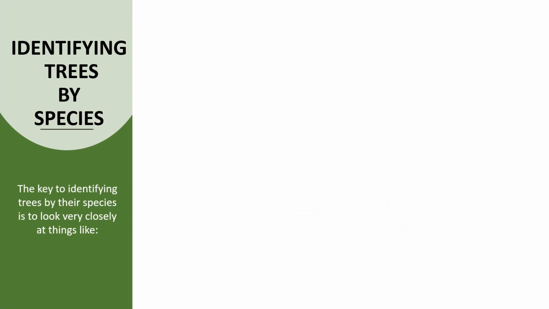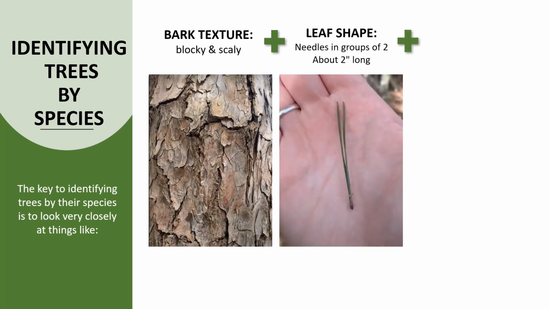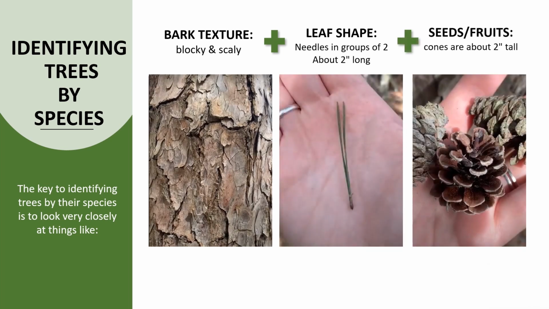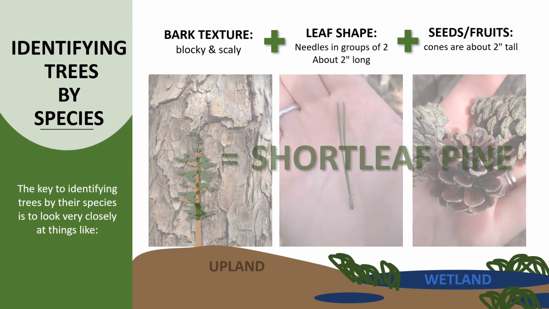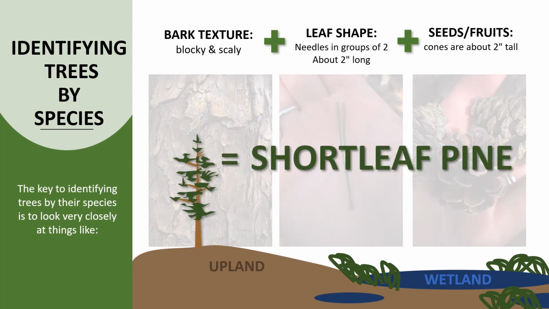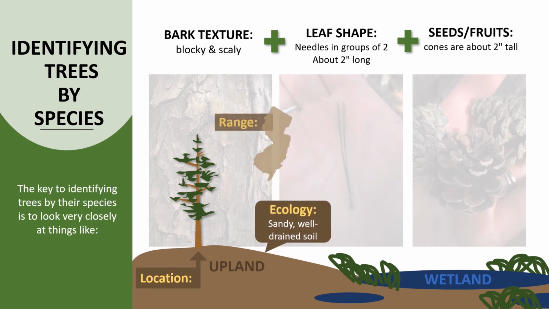For example, a tree could have blocky, scaly bark, needles in bunches of 2 that are about 2 inches long, have small pine cones, and be growing in an upland location. Characteristics such as these may help you to identify this tree as a shortleaf pine. It's important to know what species you have because different species are adapted to different environments and regions. Therefore, knowing information about where the tree is located, as well as the ecology and species range, plays a big role in identifying species as well.